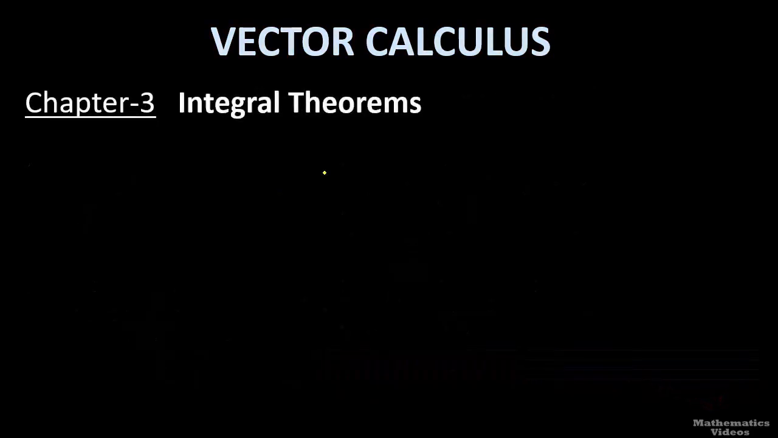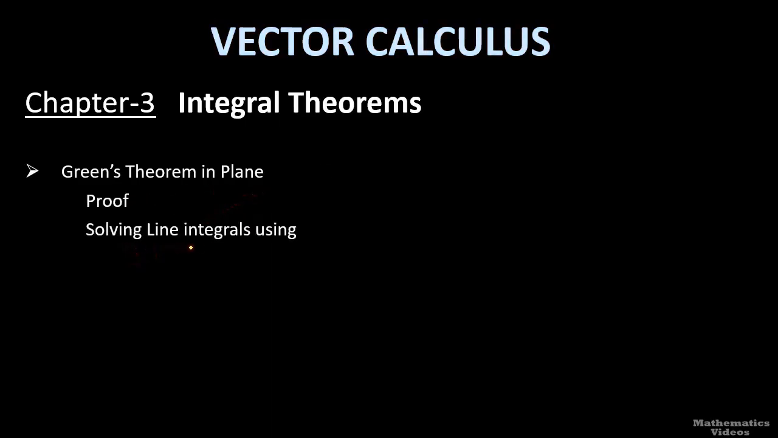The third chapter is the integral theorems, which is the most important chapter of this course. The first theorem that we will state and prove in this chapter is the Green's theorem in plane, which converts a line integral into a double integral. And we will use this theorem in solving the line integrals. A difficult looking line integral can be converted into a simple double integral using the Green's theorem. And we will do this in the examples corresponding to this topic.